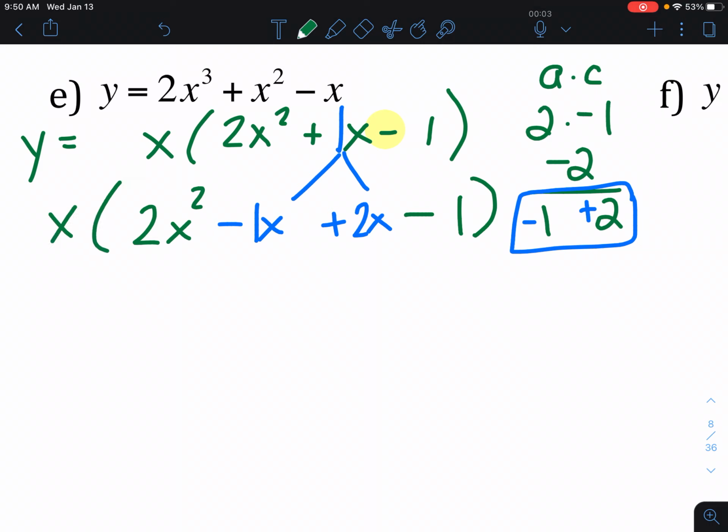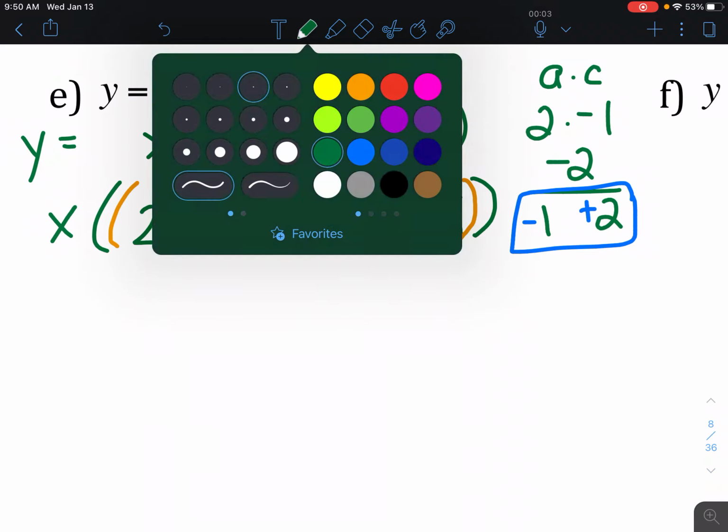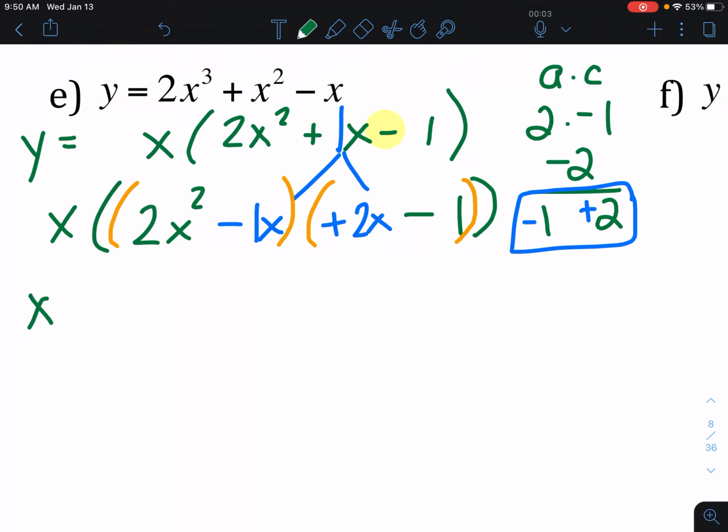Okay, so now we have 4 terms in the parentheses. Remember, we need to factor by grouping. So in other words, GCF twice. Make 2 parentheses and pull the GCF out of each of them. Okay, we're going to pull out our original GCF, x.